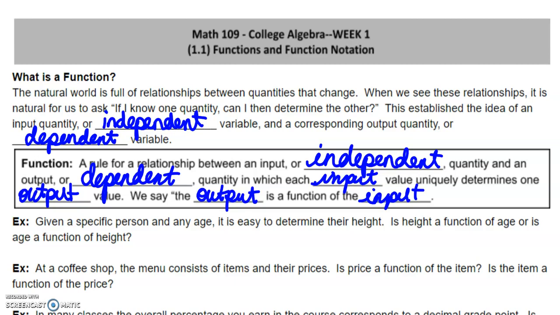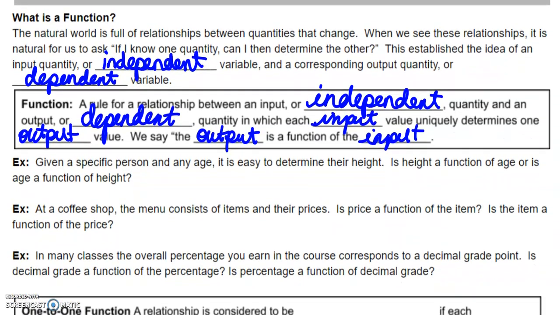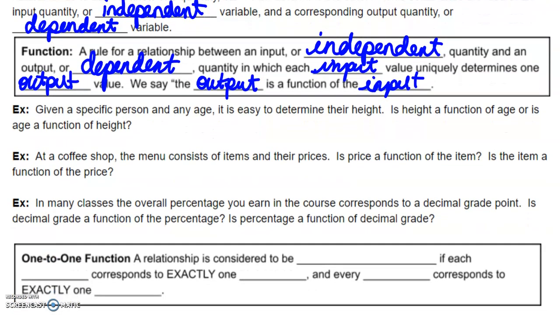So what do we have here given some specific situations? Can we determine what depends on the other? And sometimes it's nice to know which one depends on the other, because that's the output. Given a specific person and their age, it is easy to determine their height. Is height a function of age or is age a function of height?